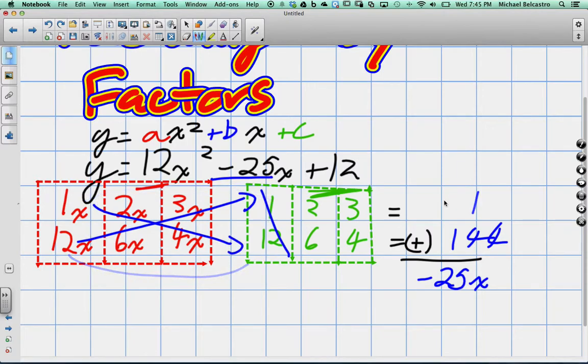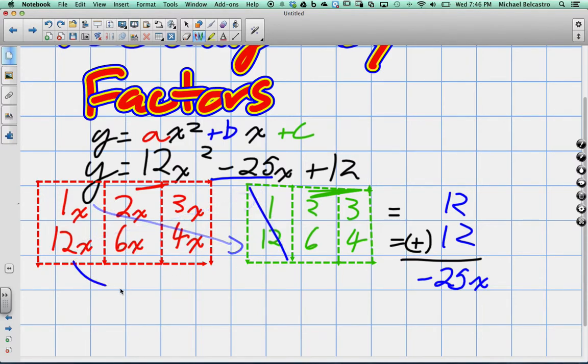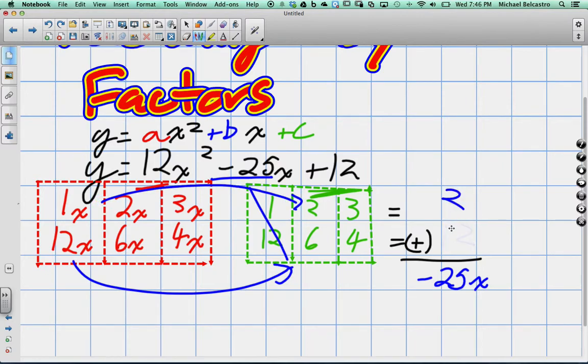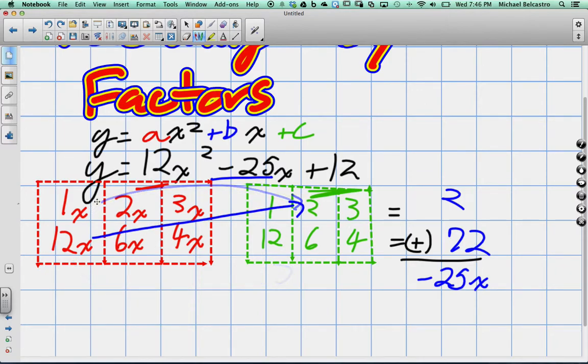12 times 1 and 12 times 1 is 12 and 12. Close, but didn't work. Okay, we move to the next one. 12 by 6 and 1 by 2, that gives me 2 and 72. That doesn't work. And then we go across, 12 times 2 and 1 by 6, that gives us 24 and 6. That didn't work either, right?